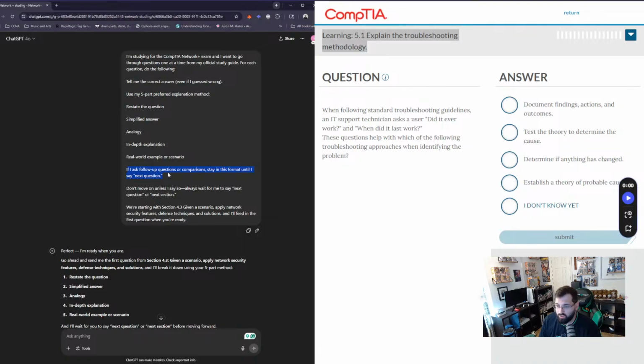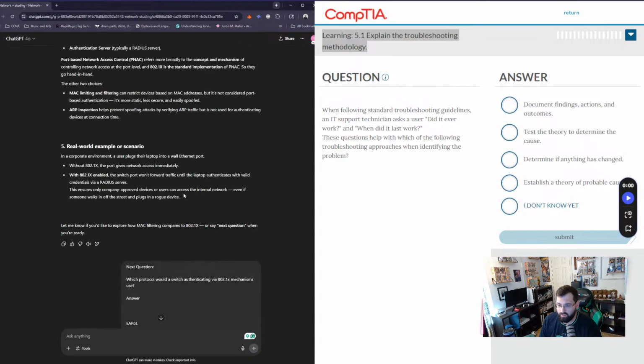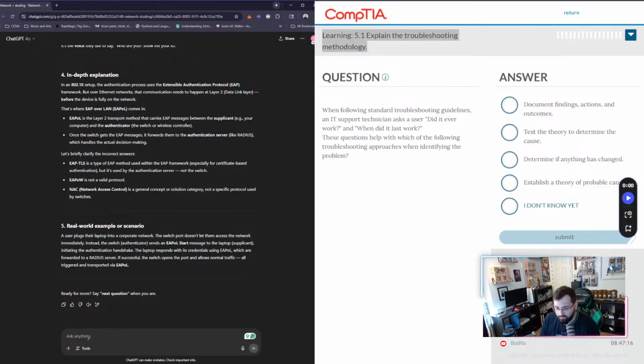If I ask a follow-up question, stay in this format until I say the next question. Do not move on unless I say so. Always wait for me to say next question or next section. We'll start with... Okay, now we're not there anymore, so what I need to tell it is that we are now moving on to section 5.1, examples and explaining the troubleshooting methodology.